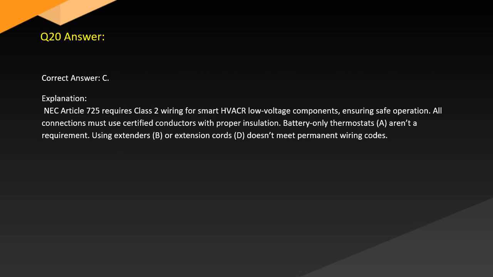Answer. Correct answer: C. Explanation: NEC Article 725 requires Class 2 wiring for smart HVACR low-voltage components, ensuring safe operation. All connections must use certified conductors with proper insulation. Battery-only thermostats aren't a requirement. Using extenders (B) or extension cords (D) doesn't meet permanent wiring codes.